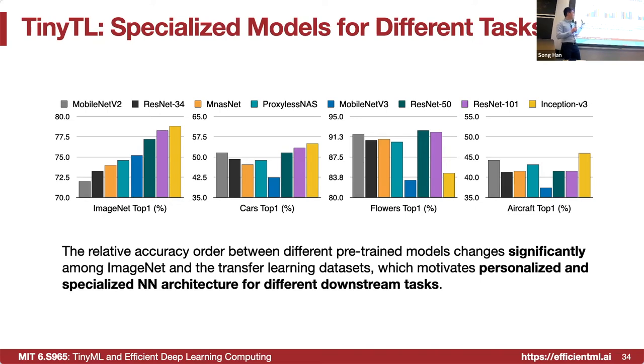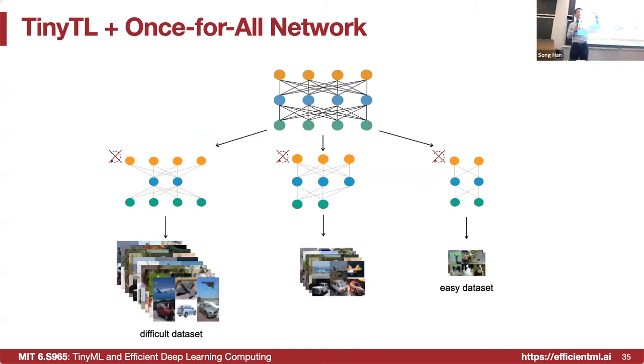So this is basically saying the relative order between different pre-trained models can change significantly on different downstream tasks, which motivates us toward personalized and specialized neural network architectures for different downstream tasks. But it's very expensive to train different sizes of models for different tasks. Then what have we learned? The technique that can simultaneously generate big models and small models while requiring only one training: the once-for-all technique. We can train the supernet that contains many different subnets that can operate independently without interfering with each other.